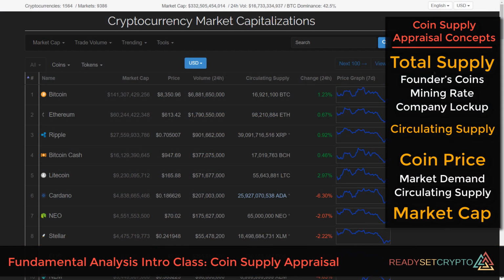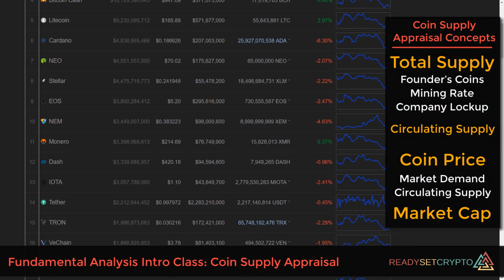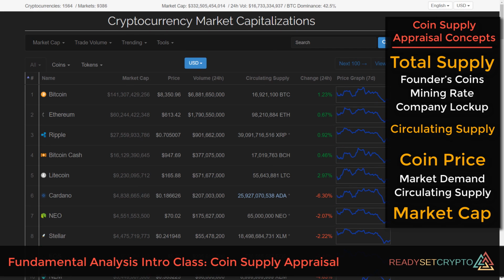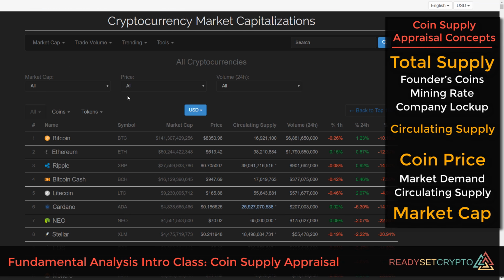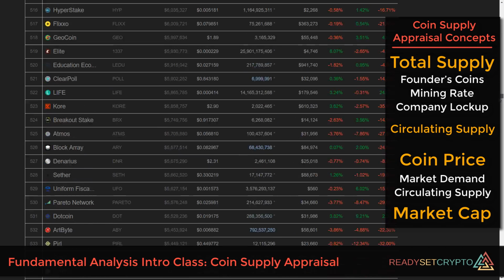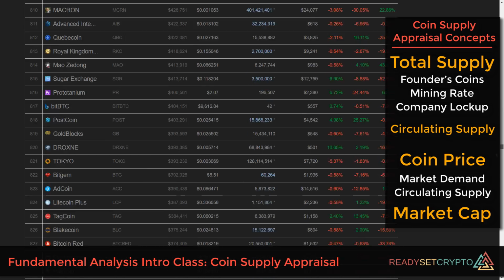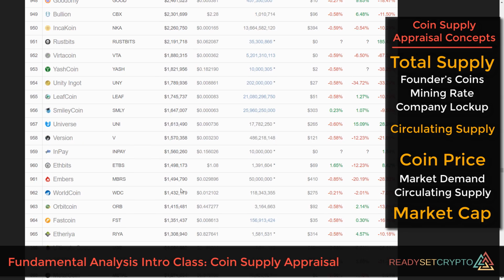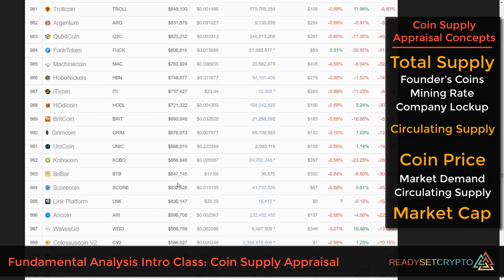Generally, we classify anything above a $1 billion market cap as a high cap, which is around the top 25 or so. Anything below a $1 billion market cap, but above 100 million, is a mid cap, which generally covers the top 100 or so. Anything below 100 million, but above 25 million, is a low cap, generally within the top 100 to top 200. And anything under 25 million is a micro cap.